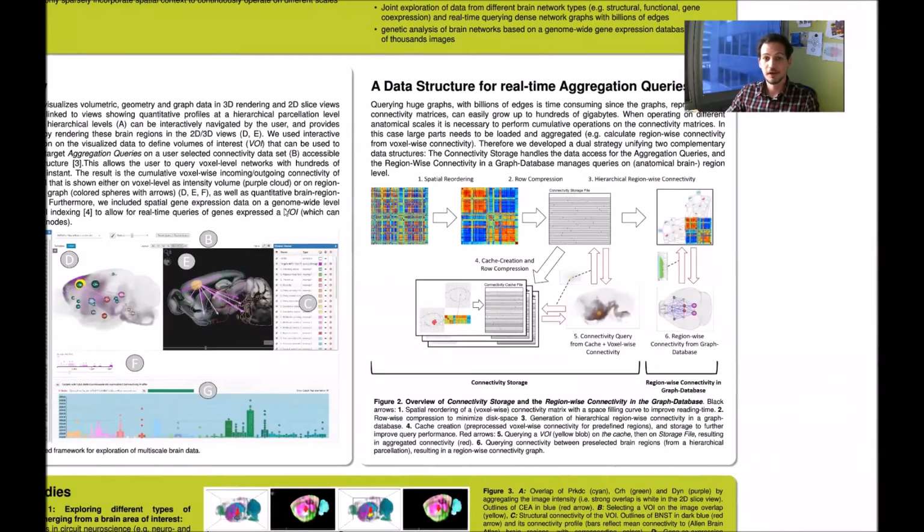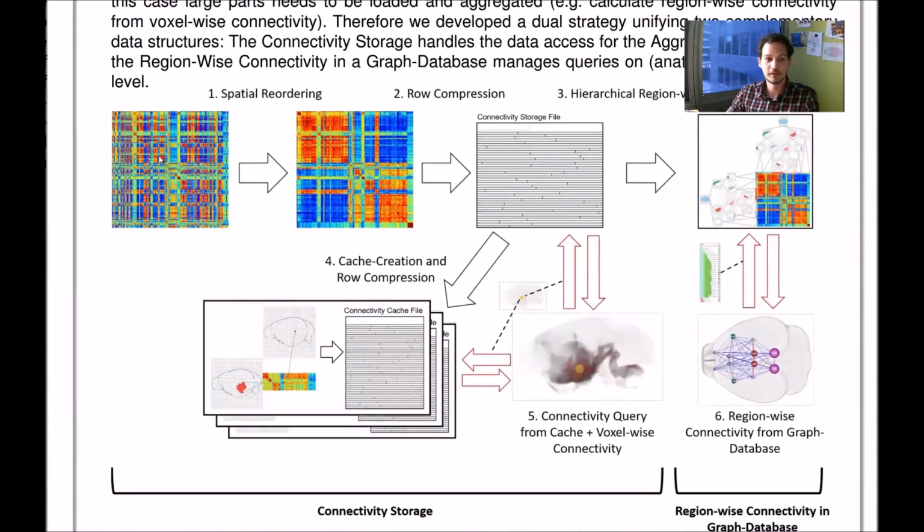To achieve this, we created a data structure for real-time aggregation queries. It basically uses spatial indexing to make these queries much more efficient. So you reorder your connectivity matrix, which is a representation of your network, where every row or column is a voxel. On this row, you see the outgoing connectivity of this voxel. You order the columns so that voxels that are spatially close in space are also close in this matrix, perform a row compression, and store it on your hard drive.